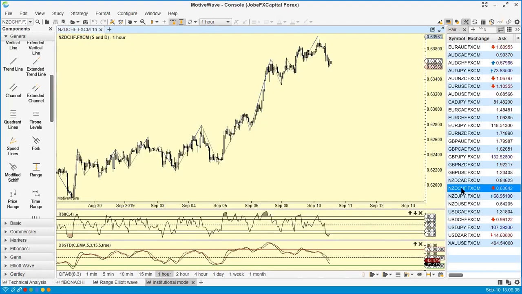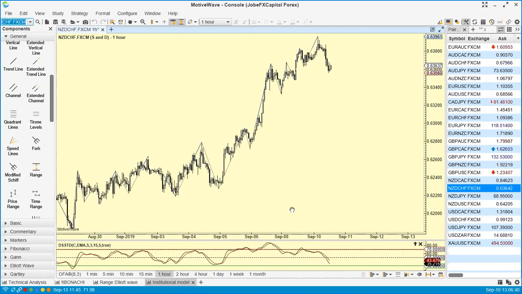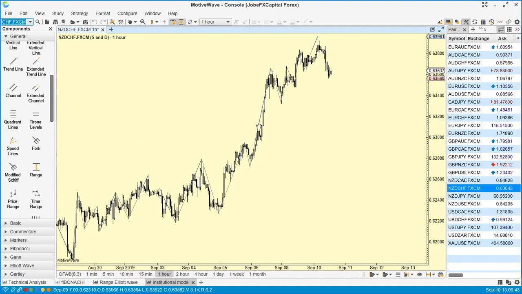NZD-CHF. Okay, so this is clean enough. Now I'm gonna do the support and resistance, and then I want to show you if the price actually played along those key levels. So this is what I do.